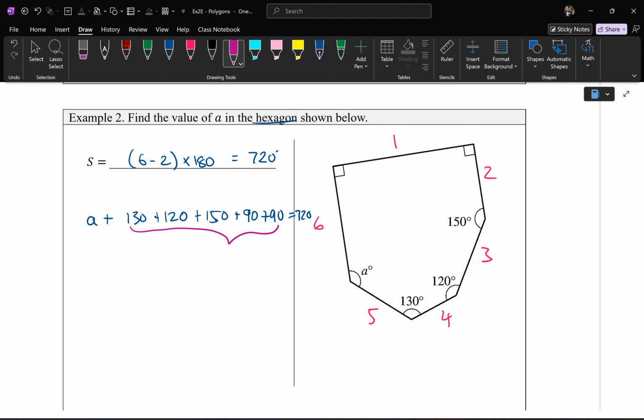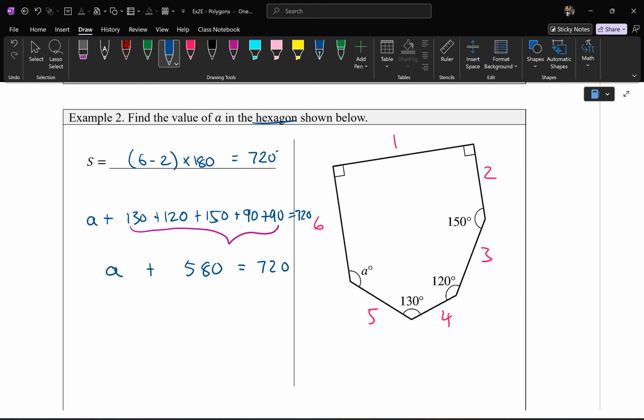720 minus 580 is 140. Is that 580? Let me check. 130 plus 120 is 250. 250 plus 150 is 400. And that's 180. Yes, that's correct. So it does all add up to 580 there. So something plus 580 equals 720.